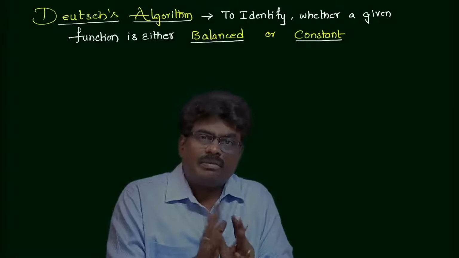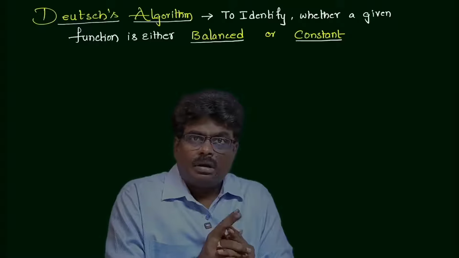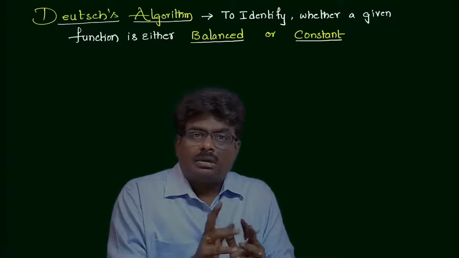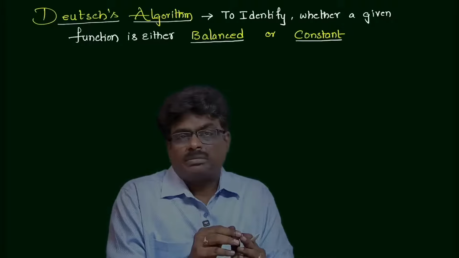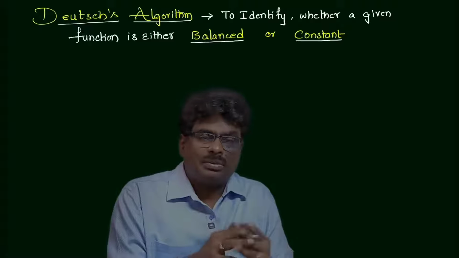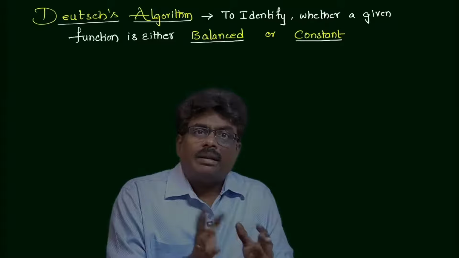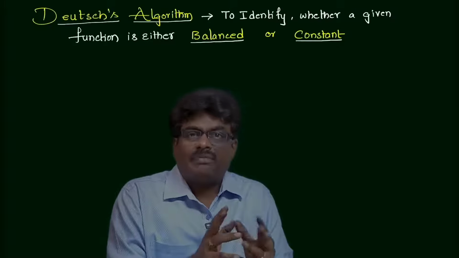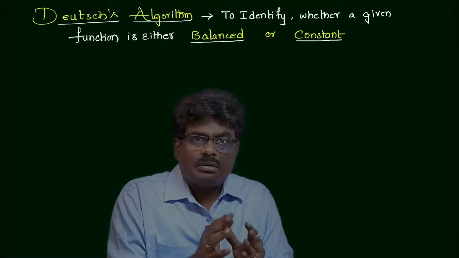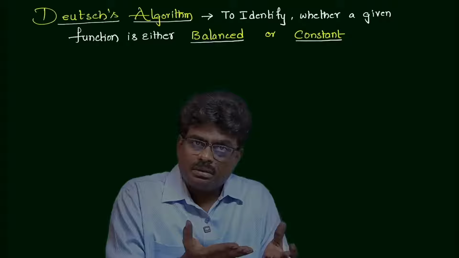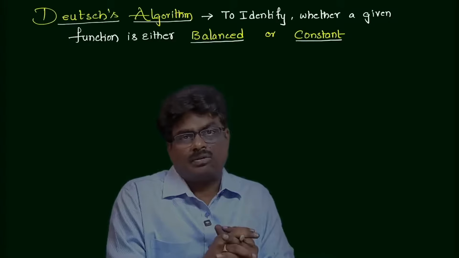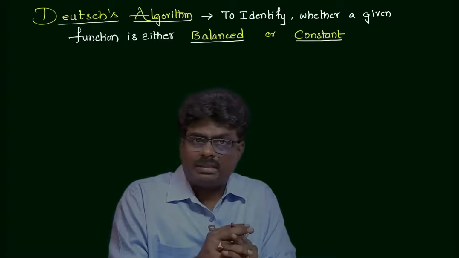For example, we have a function f of x. x is the input, f of x is the output, let us suppose. So for half of the input values, f of x is giving a value, let us say 0, and for the other half of the input values, f of x is giving, let us say 1. So half the input values are taking one output, and the other half of the input values are taking another output. So this is nothing but a balanced function.